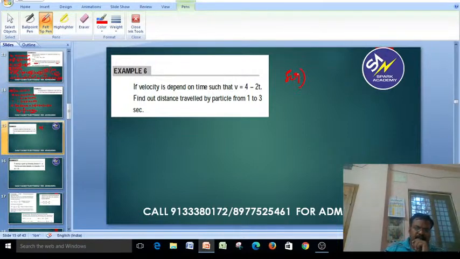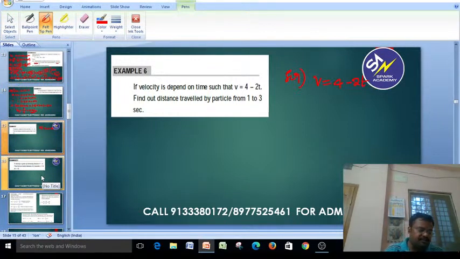So let us try to find out. What he is asking, velocity is dependent on time, that is he given the equation, v is equal to 4 minus 2t. Find out distance travelled by the particle from 1 to 3 seconds. Means first second to second second, and second second to third second. How much distance it has travelled completely you want to find. So in between 1 to 3, the second second is there.